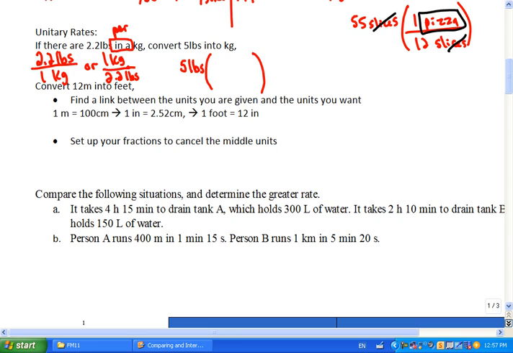The right one is correct. How come the right one is correct? The one you want is on top, and the one that I want to go away is on the bottom. If I write it as 1 kilogram in 2.2 pounds, then the pounds are gone, and I'm left with kilograms. So that means I've got 5 pounds divided by 2.2 is 2.27 kilograms.